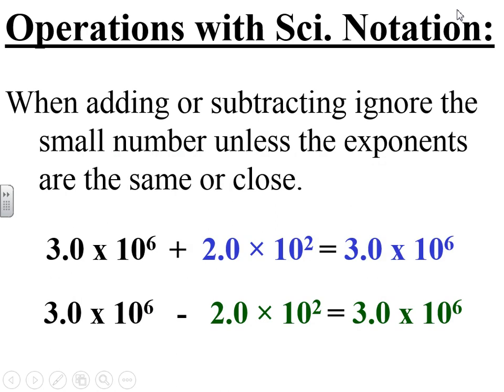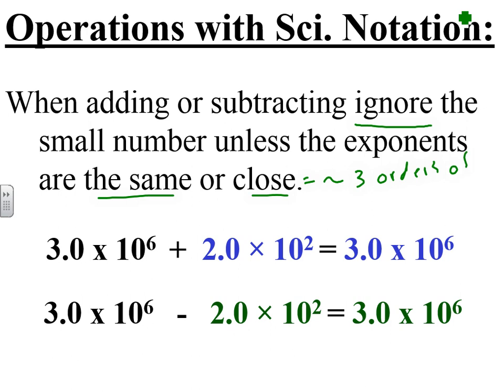Well, before we try the example, how about addition and subtraction? The second rule talks about adding and subtracting, and here the rule is really interesting. It says you ignore the small number unless the exponents are the same or if they're close. And close meaning about 3 orders of magnitude. Orders of magnitude, which means, like if one number was, say, 10 to the 7th, and the other number was 10 to the 4th, now that's known as 3 orders of magnitude, 3 times away, so then you can't ignore.